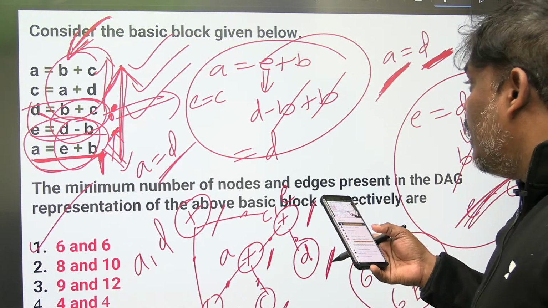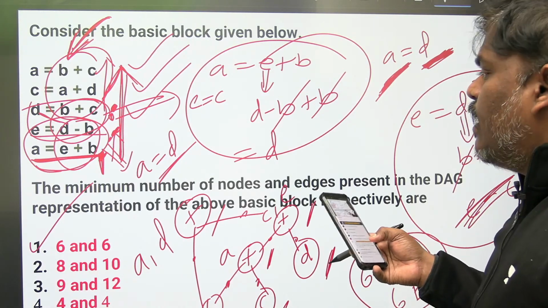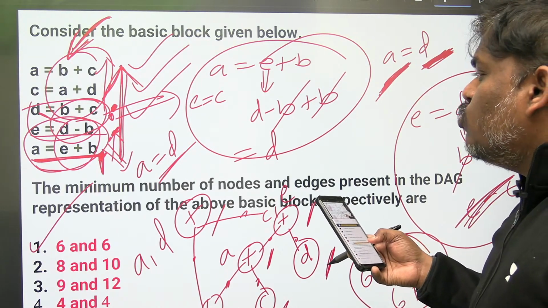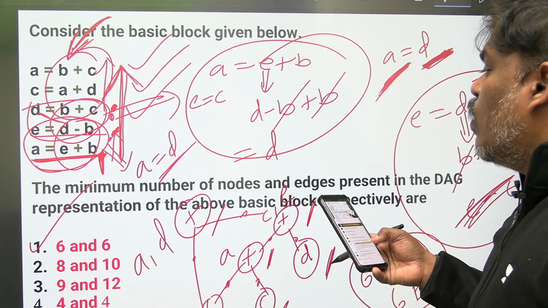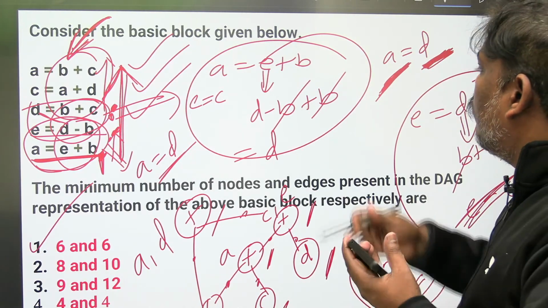Whatever is A, not D. Whatever is D, that is A. Please be careful, otherwise you may give the wrong answer. Whatever is D, see assignment, assignment.